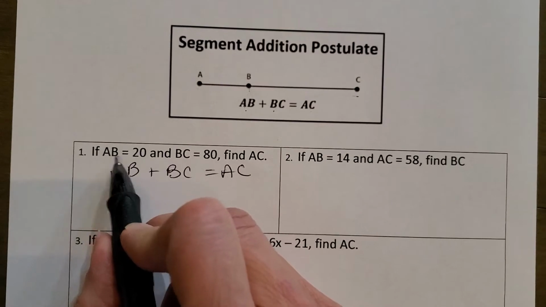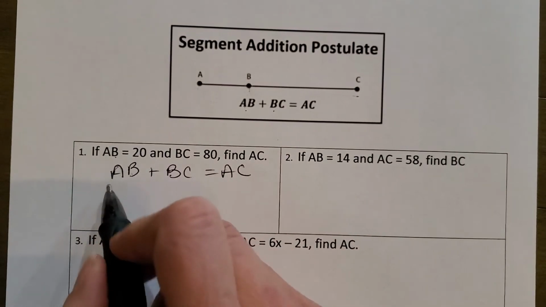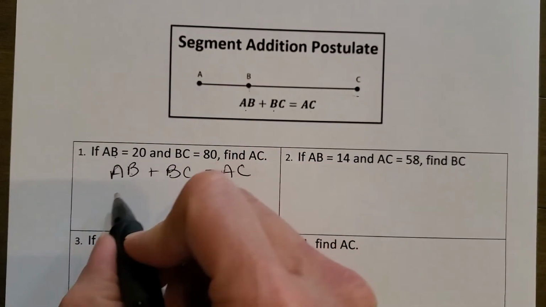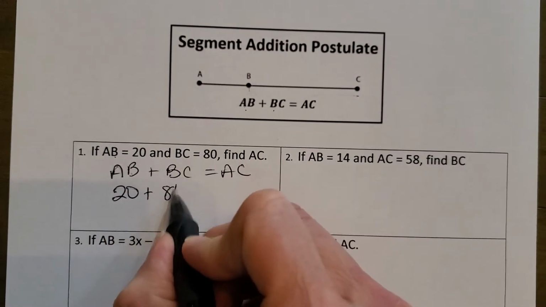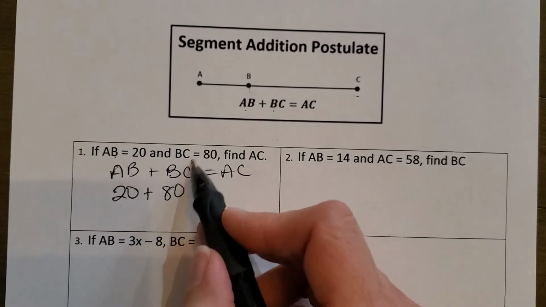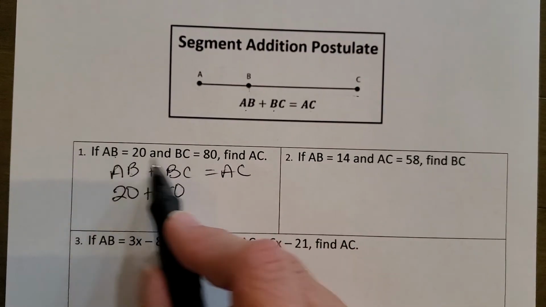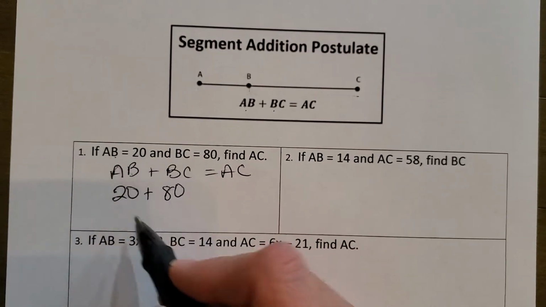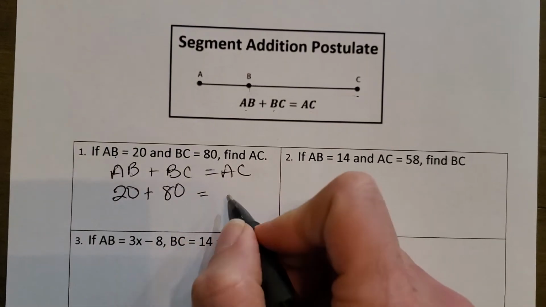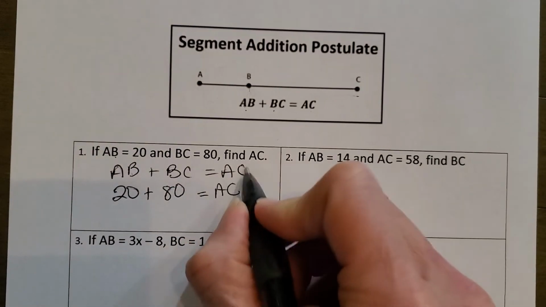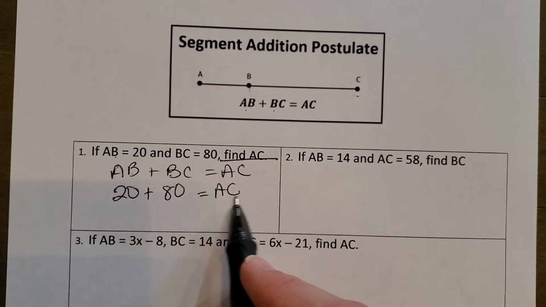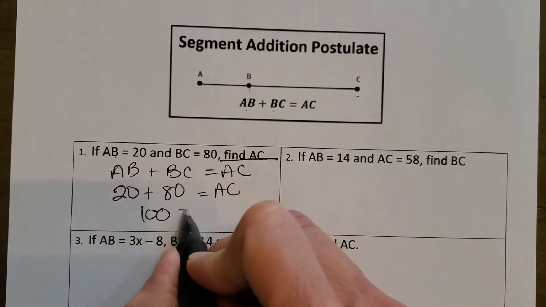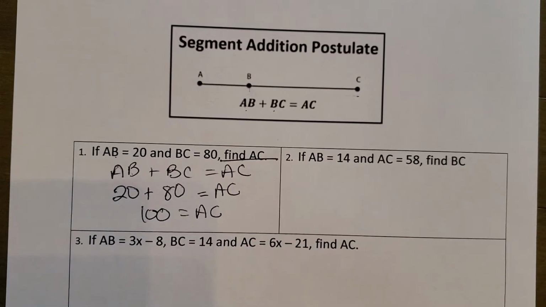So in this case, they tell me that AB is 20. Remember, AB is the distance between point A and point B. So I know that that's 20. And then BC is 80, so I plug that in for BC. I'm just substituting those numbers because that's what they equal, a substitution property. So here we go, that equals AC. And then they actually ask me to find AC. Well, obviously, if 20 plus 80 equals AC, then 100 equals AC. So that's pretty straightforward when we plug it in.